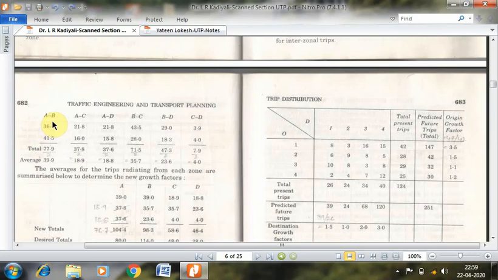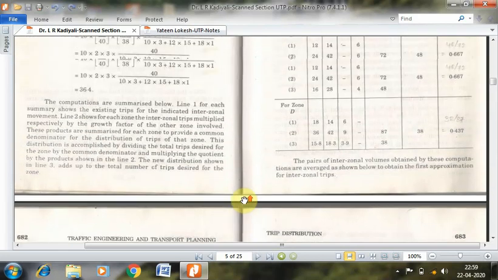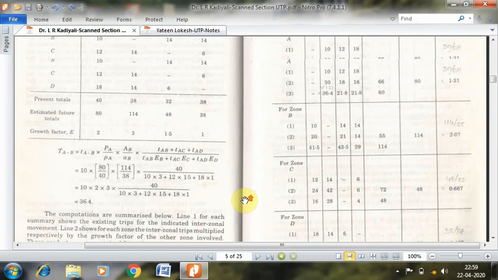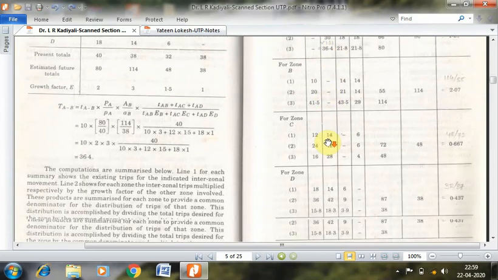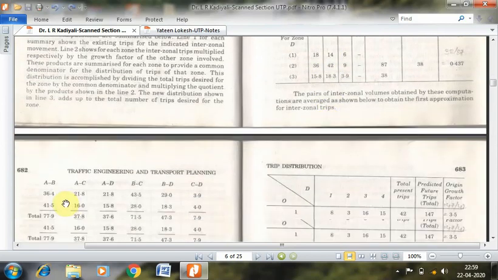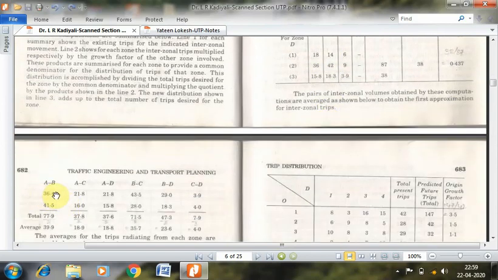So the capital TAB you have obtained from the previous table is what? Capital TAB is 36.4. That 36.4 you will be writing here. Now you will have to go the other way as well. So that was capital TAB. Now what would be the future number of trips from B to A?